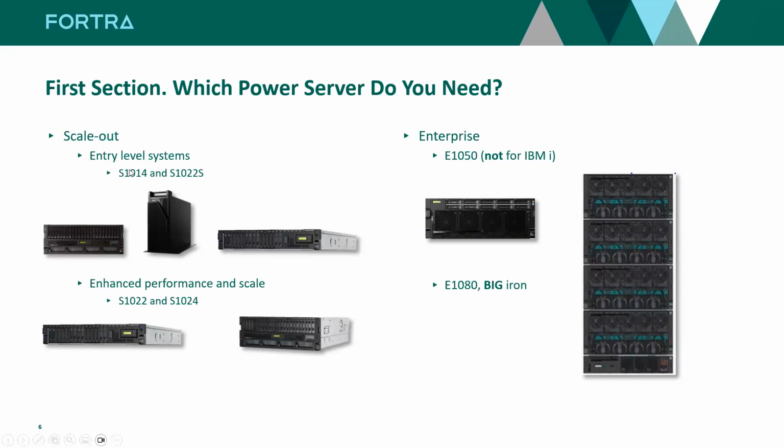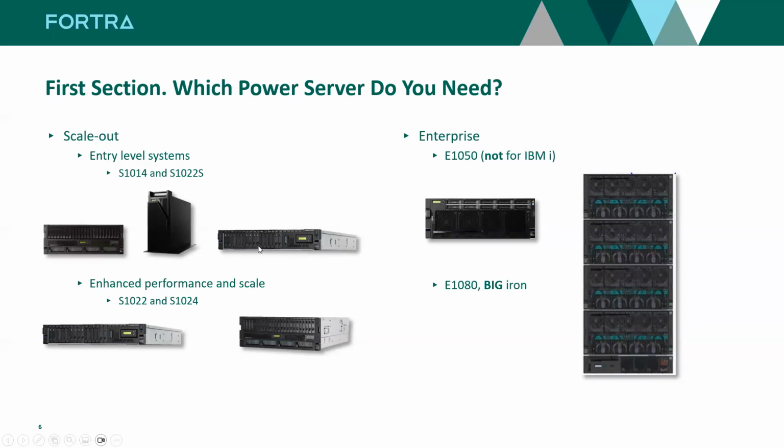So first we have the scale-out servers, which are the smaller, entry-level systems. The S1014, which comes in a rack or a desktop version, is a one-way server with 4, 6, or 8 core processors, up to 1 terabyte of memory. The smaller version has only 4 cores and 64 gigabytes.